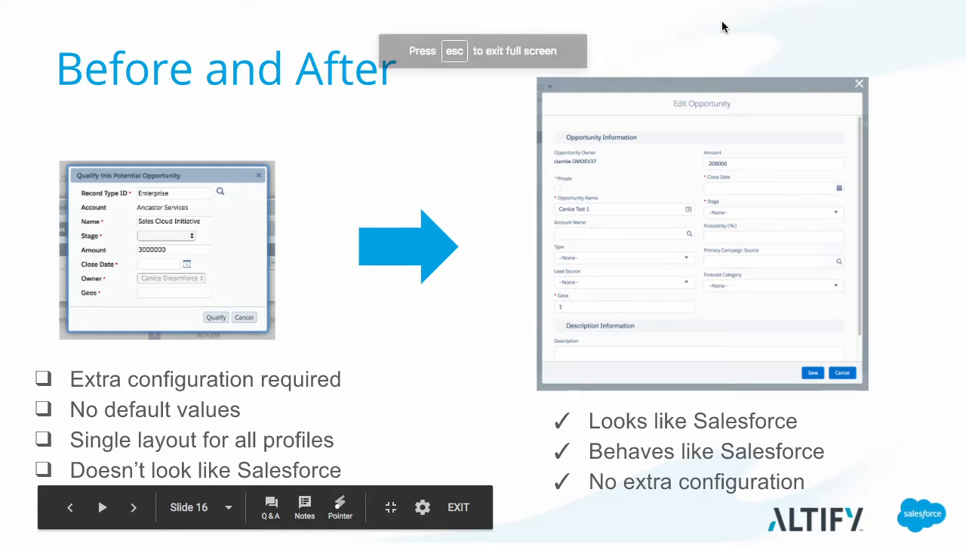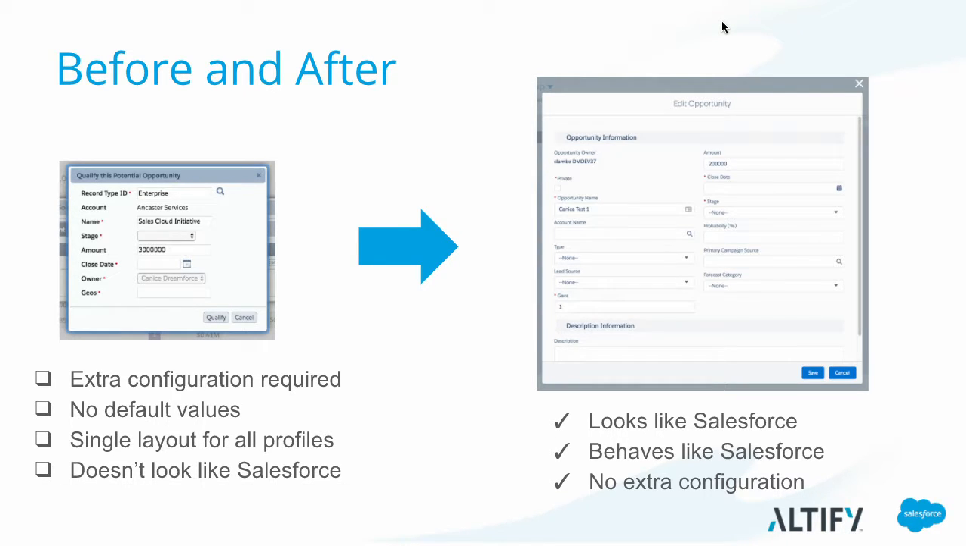So to sum up, our current version, there's extra configuration required by the admins to make this happen. There's limitations in terms of things like default values, knowing the subtleties of what's on what page layout. So really, right now, we effectively enforce one layout for all profiles, and it doesn't look like Salesforce. Whereas now, taking advantage of the UI API, we can get it to look like Salesforce, behave like Salesforce, and no extra configuration.